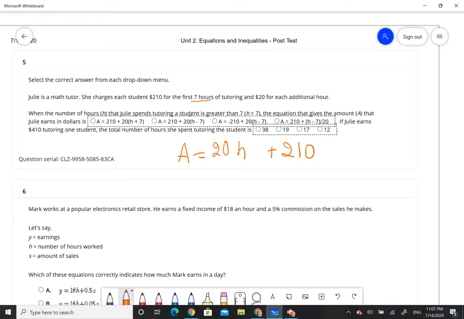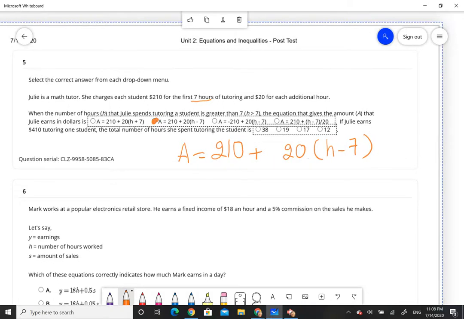It should be, let me explain it again. First, she had to charge $210, correct? And then every hour after 7 hours, which is H minus 7, right? She charged $20, right? Because up to 7 hours, she charged this. And then after the 7 hours, that means the difference between the hours and 7, she charged $20 each. So the answer is the second one. Right? So H minus 7.